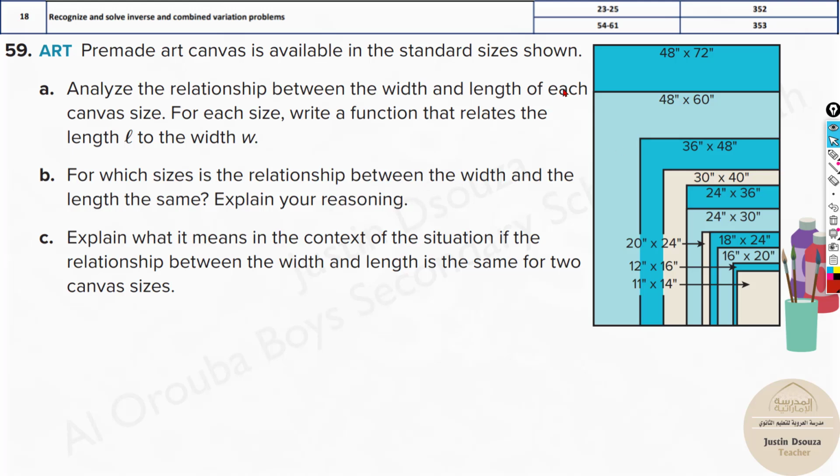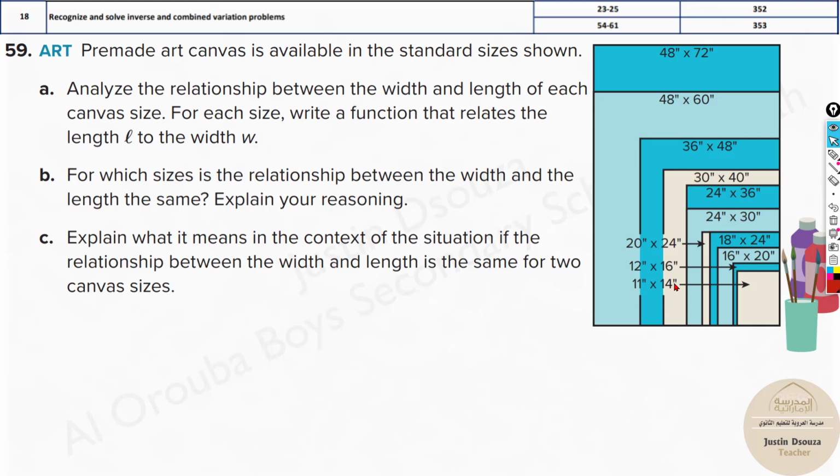Another real world problem, where the figure is given. Pre-made art canvases are available in standard sizes. Analyze the relationship between the width and length of each canvas size. For each size, write a function that relates the length and the width. You need to write length, how is it proportional to width? So here you have to just write them.